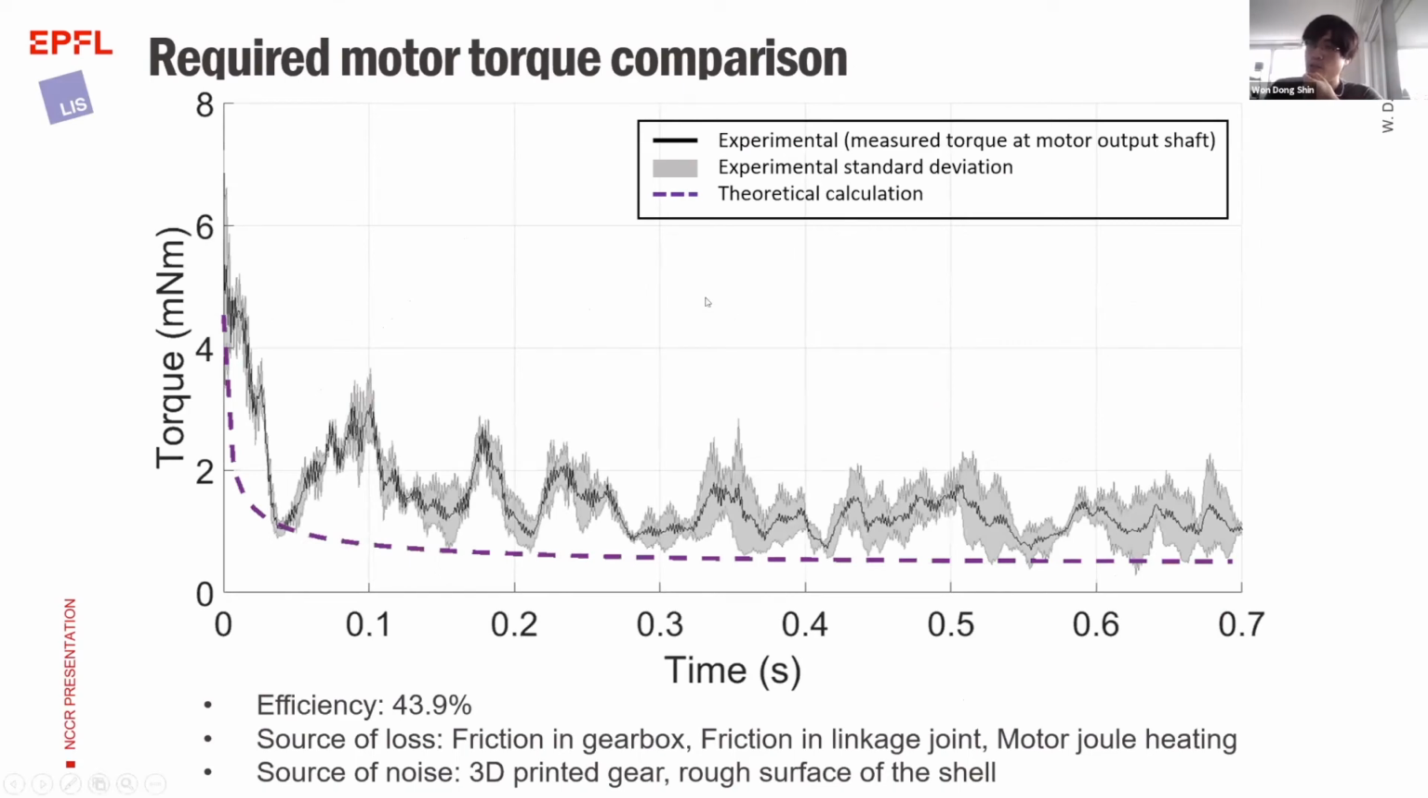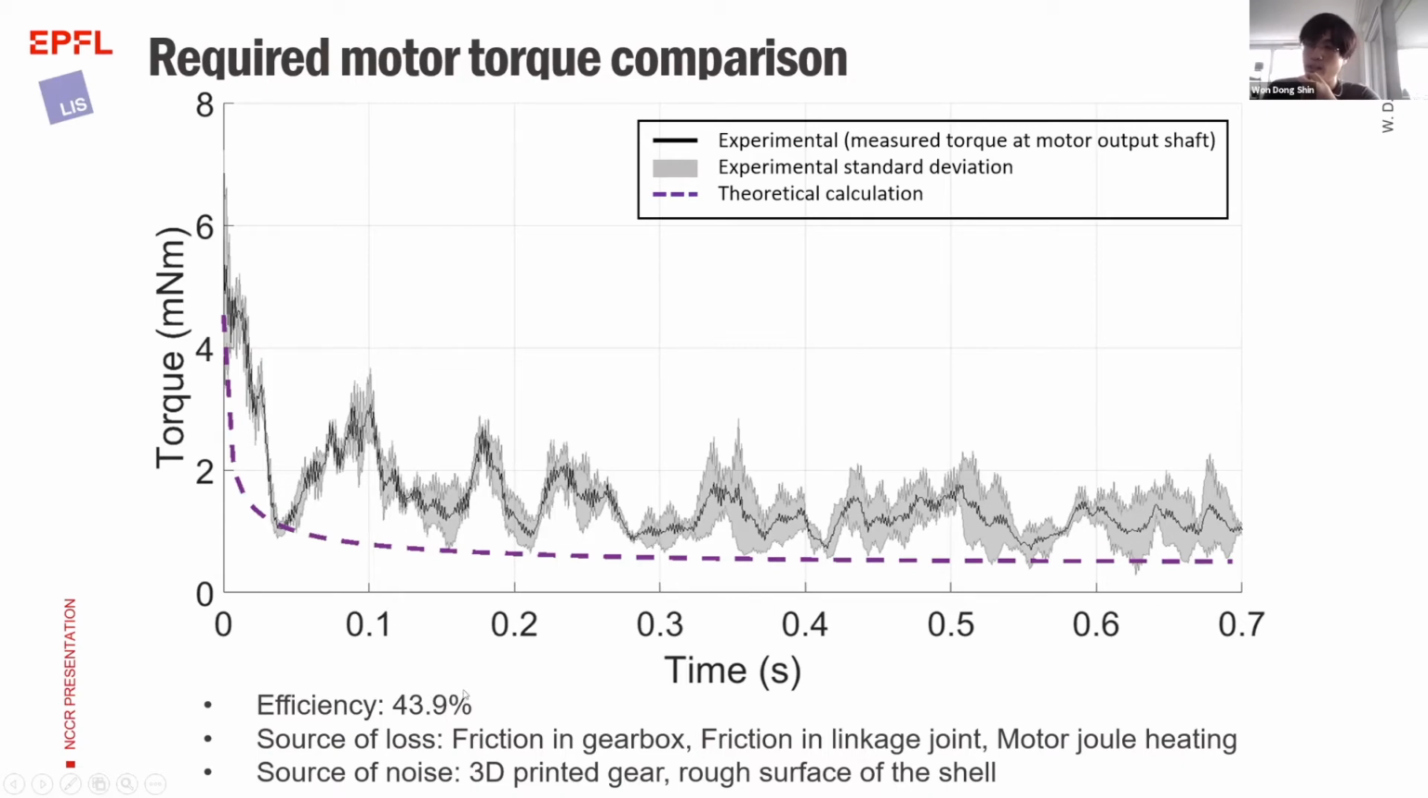Using that radius function, I did an experiment where this plot shows the experimental data. The mean value is marked with the solid black line, and the gray area shows the standard deviation. The purple dashed line is the theoretical calculation. As you can see, we expect an exponentially decreasing torque value for the motor, and we can observe that in the experiment. It's decreasing with some noise. The energy efficiency was 43.9%.